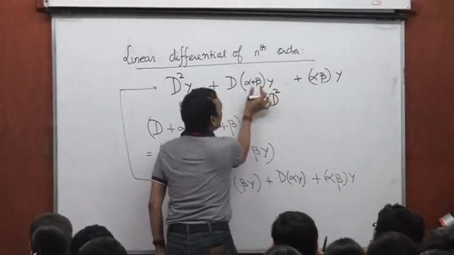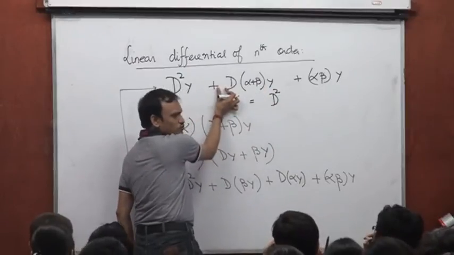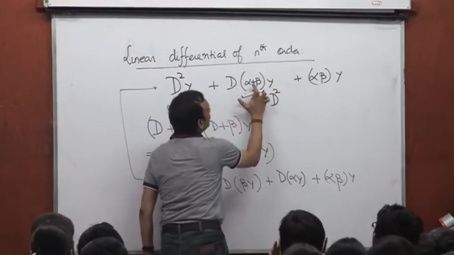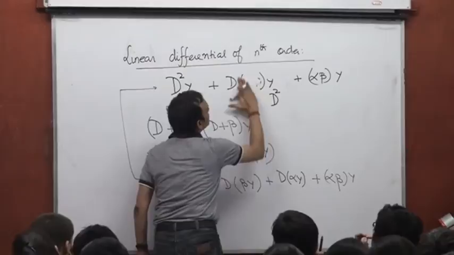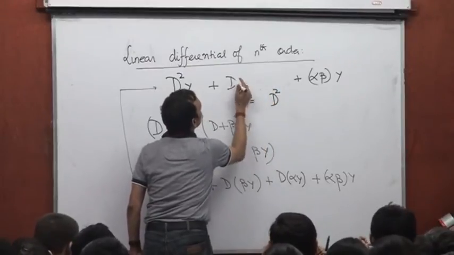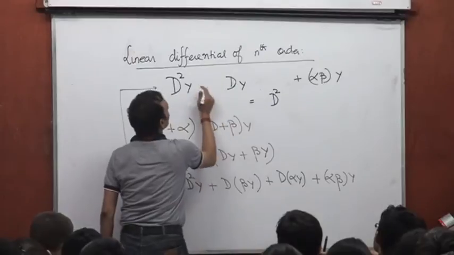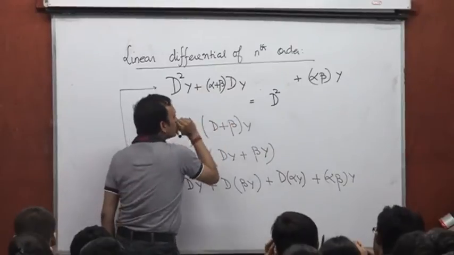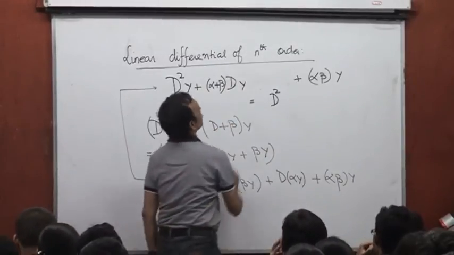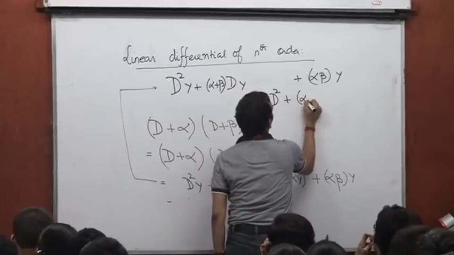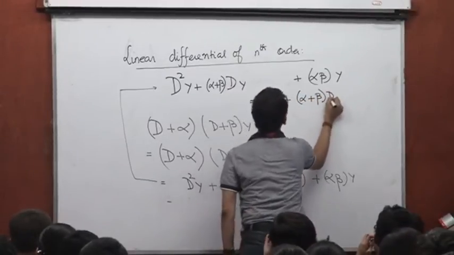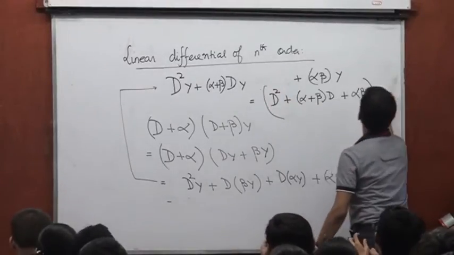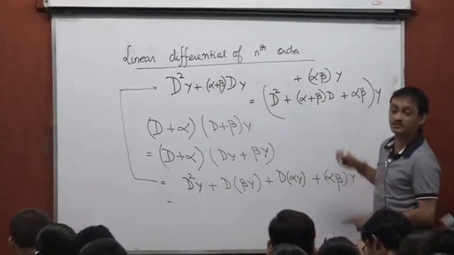D squared? After all, realize that this alpha plus beta can come out. D of c into y would be c into D of y. So this alpha plus beta can come out. This way, could I write this as D squared plus alpha plus beta into D plus alpha beta? This is an operator, this acting on y. Could I write this expression this way?